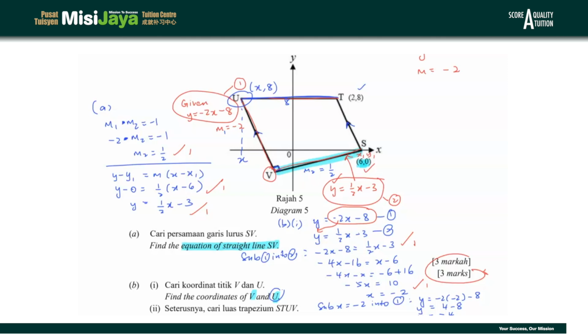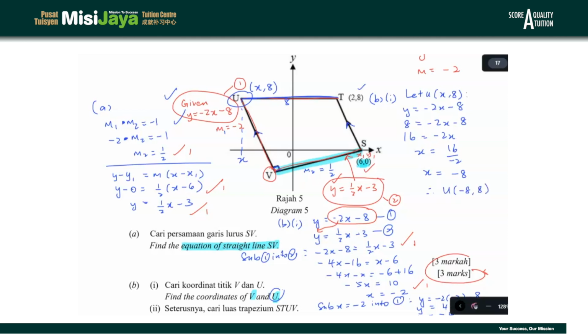The good thing is we know the equation of UV, so we can substitute (x, 8) into this equation. The working for B1, I'm going to put over here to find U. So let U be (x, 8). Substitute into this equation to find my x value. My y is 8, equals -2x minus 8. So -8 moved across becomes 16 equals -2x. So my x is 16 over -2, which is -8. So I already got my coordinate U, which is (-8, 8).